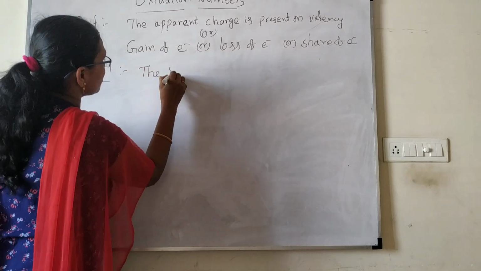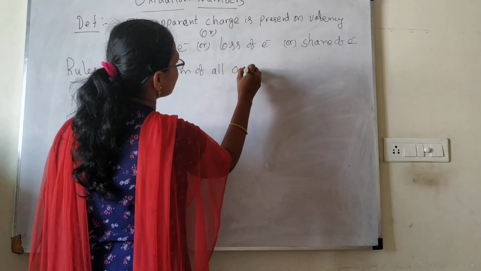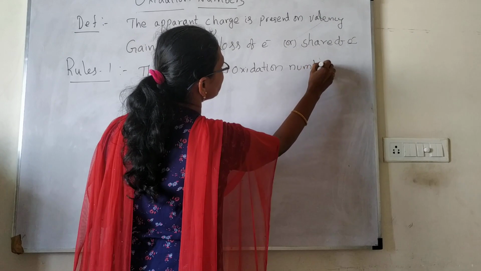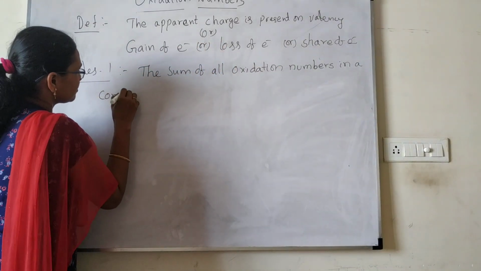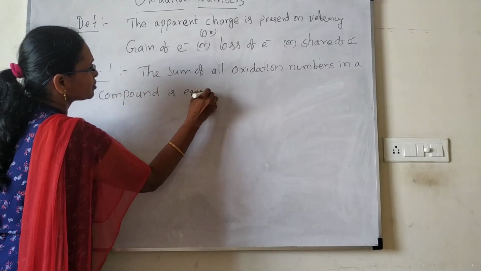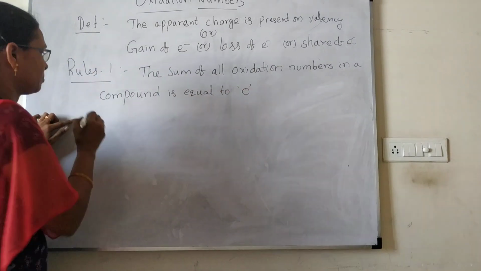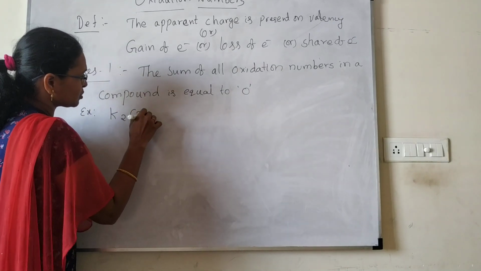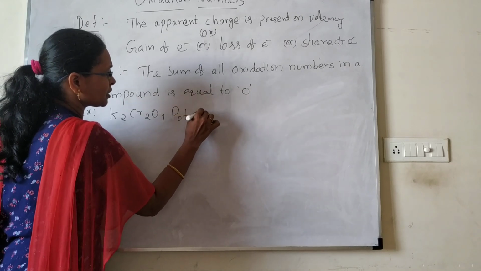The sum of all oxidation numbers in a compound is equal to 0. For example, here I will show one compound, K2Cr2O7. The name of the compound is potassium dichromate.